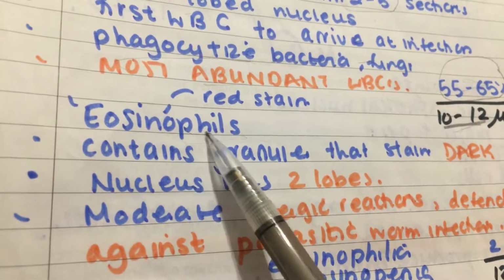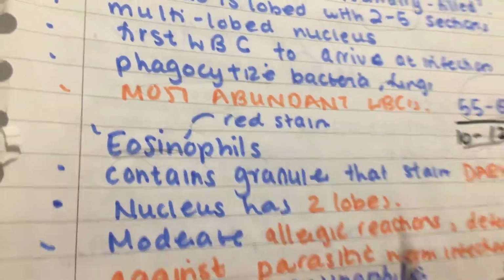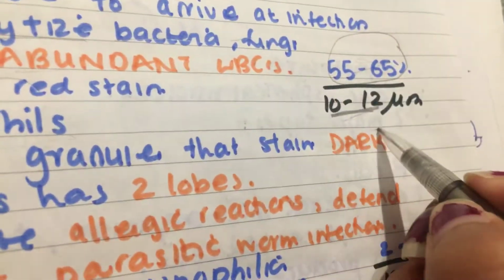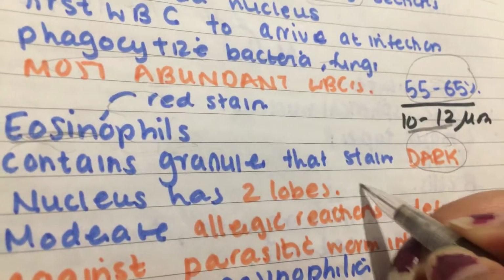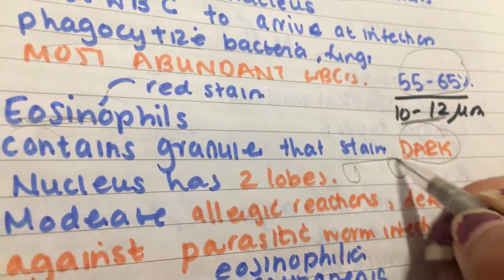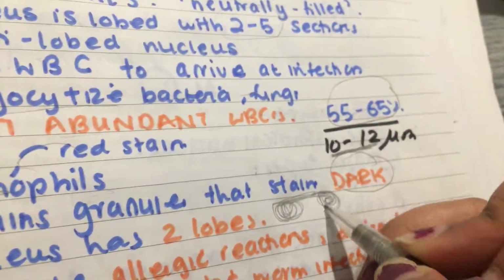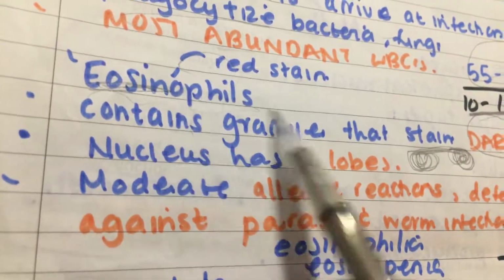Now, eosinophils are next. Eosin is a red type of stain. These stain red. These have granules that stain dark. They are bilobed. They look like a telephone. If you want to phone somebody, instead of saying hello, you should say eosin, because it's telephone. It's two-lobed, okay? And then what is their function?